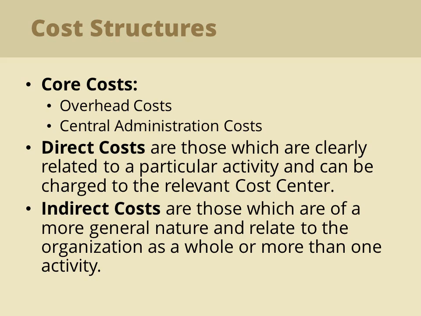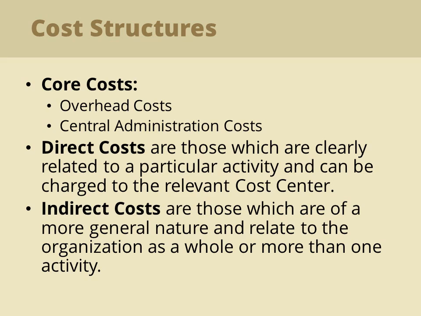As well as identifying the different types of expenditures for your organization, you also need to be able to classify them as either direct or indirect costs. Direct costs are those which are clearly related to a particular activity and can be charged directly to the relevant cost center. For example, in a training project, the costs of room hire for a training event and the trainer's salary.